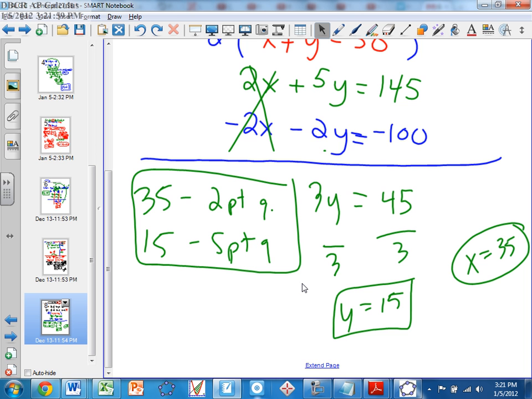If it says, what did a cheeseburger cost and what did a fry cost? Your x is the cost of a cheeseburger. y is the cost of an order of fries. If it says how many 2-point shots and 3-point shots were there, x is the number of 2-point shots. y is the number of 3-point shots. You're always answering the question being asked.